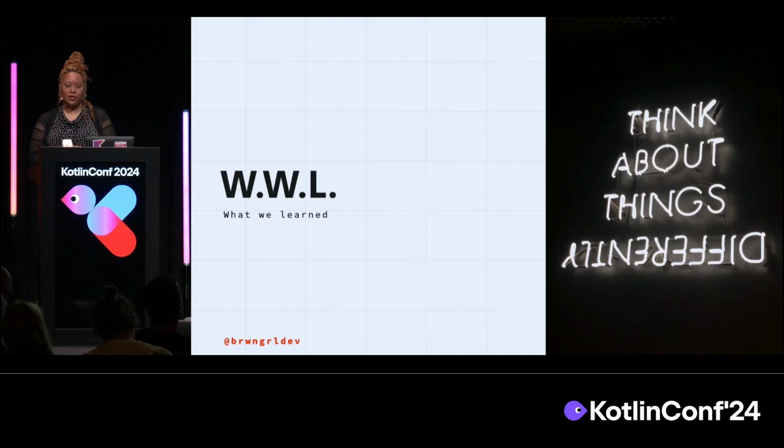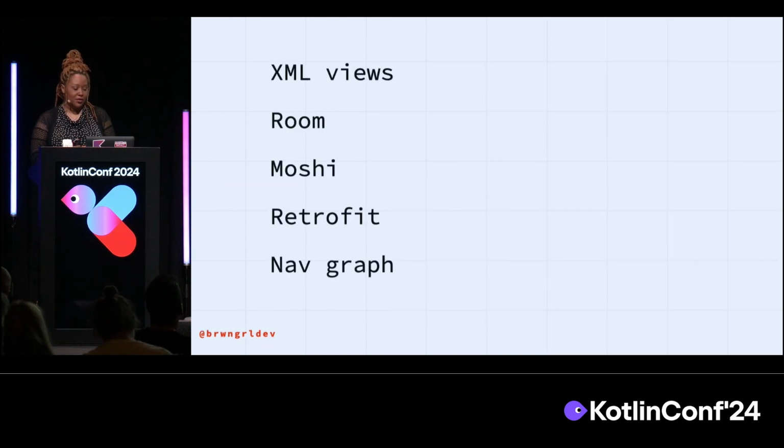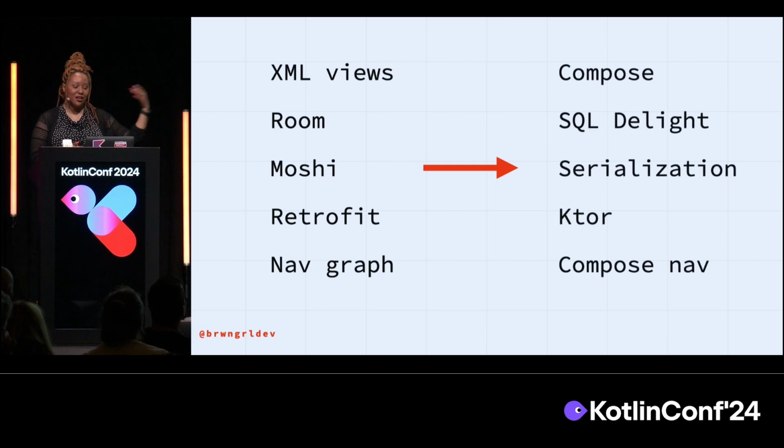Now, on to what we learned during this phase. We just changed too many things all at once. This is what we were working with before, and we ended up changing to all of the following. And there were delays on certain features, and it was often not because of the KMP code. It was mostly because of these other technologies.